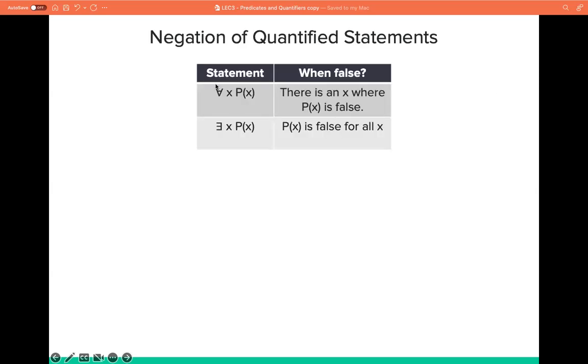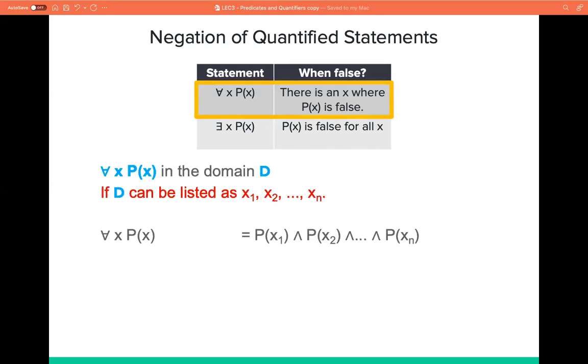Recall that we have the universal and the existential quantifiers. The universal quantifier is false when there is at least one x where P of x is false. Meanwhile, the existential quantifier is false if P of x is false for all x. So let us start with the universal quantification.